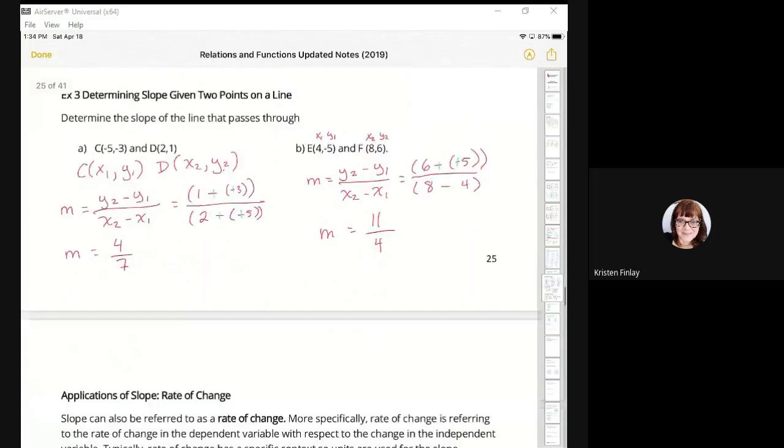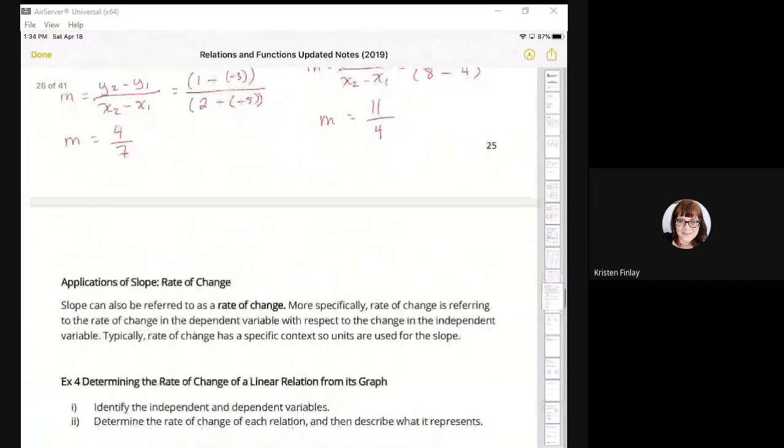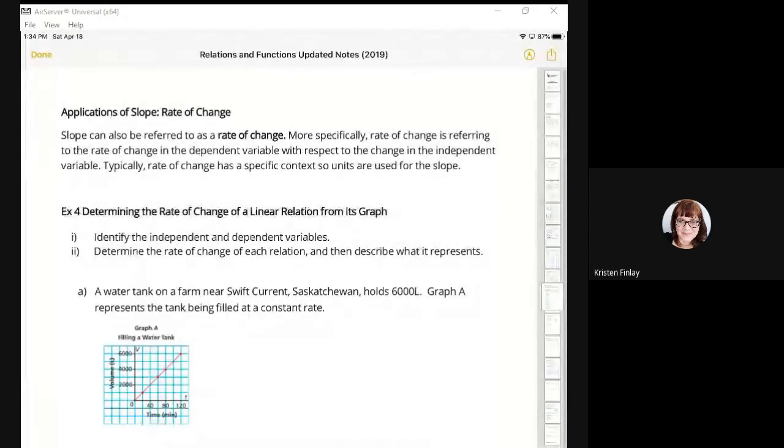Now we can apply slope. So let's talk about applications of slope. Slope is also known as a rate of change. So as one thing is changing at a certain rate, another thing is also changing. More specifically, the rate of change is referring to the rate of change in the dependent variable, so the y value, with respect to the change of the independent variable.